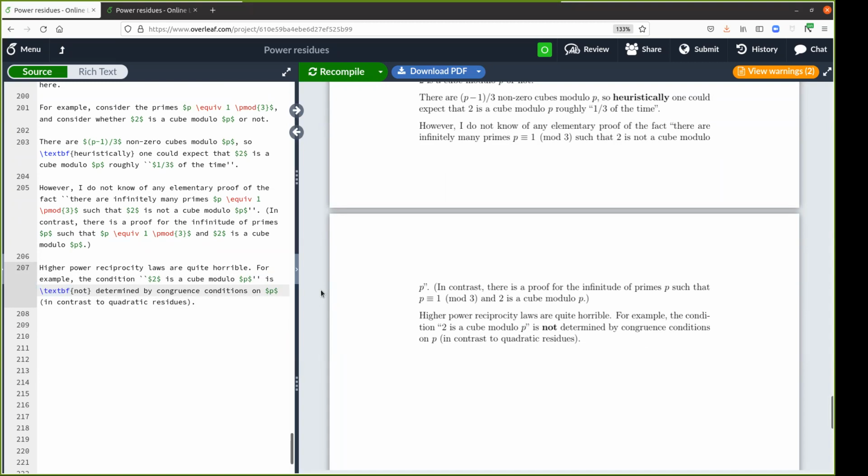But you can give a formal proof of this result. So you can prove that this condition, 2 is a cube modulo p, is not determined by congruence conditions on p. So that immediately rules out a lot of different proof methods we have used in the quadratic case.